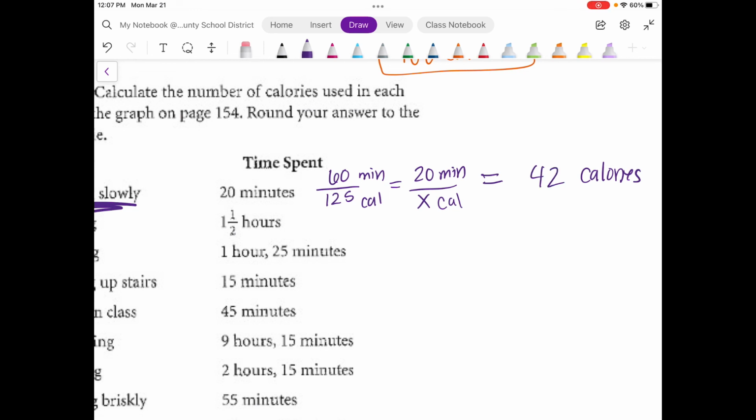So use the proportion, use cross multiplication to figure out how much it should be. And your answer should make sense, right? If I know that originally I burn 125 calories and my answer comes out to be like 500 calories in 20 minutes, it doesn't make any sense for me to burn more calories in less time. So make sure that your answer makes sense. And that's the end of this video.